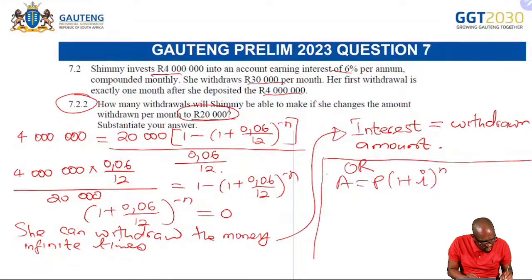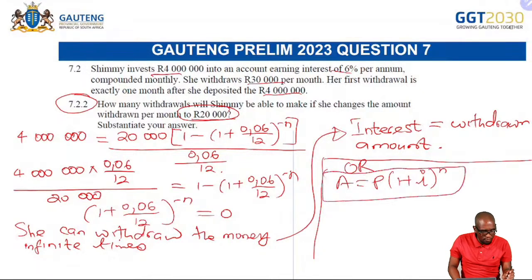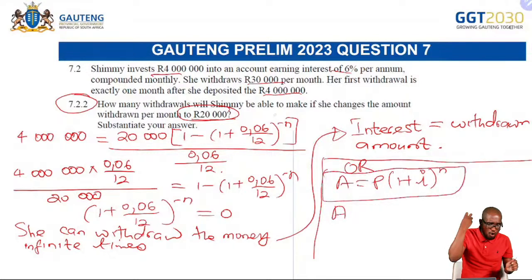So for interest's sake, I would want you to use this alternative form. In this alternative form, you are going to calculate A, the accumulated amount, if 4 million is invested at that percentage. You will get that it would be exactly equals to 4,020,000, and she's withdrawing 20,000, which means that she's not touching the original investment. So the number of withdrawals that she can make are infinite. Right.